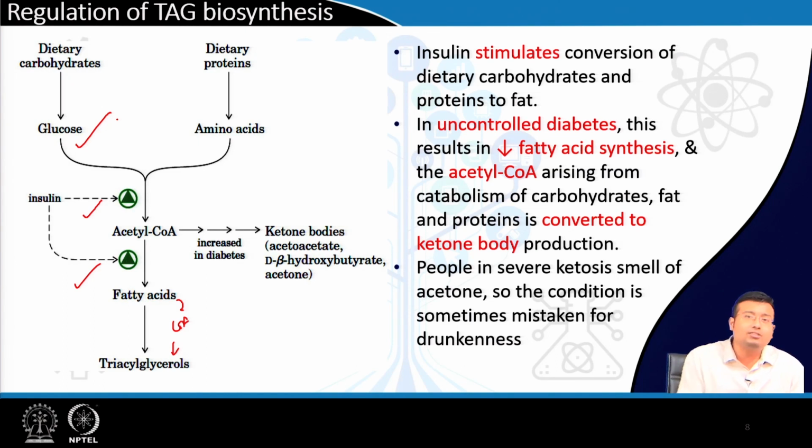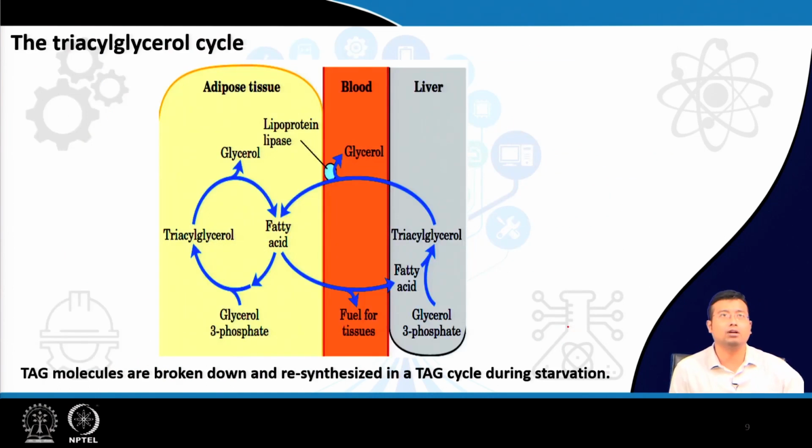Now this whole thing is jeopardized in diabetes mellitus, where insulin is absolutely low or insulin is not acting. In that case what happens? This acetyl coenzyme A cannot be directed towards fatty acid synthesis, it cannot be utilized, and ultimately everything is diverted towards ketone body synthesis, that we all know. So this is how TAG synthesis is regulated, that is by the action of insulin, and this whole process is jeopardized in case of uncontrolled diabetes mellitus, where the phenomenon of ketosis is happening, and we have already discussed in detail what the features of ketosis are.